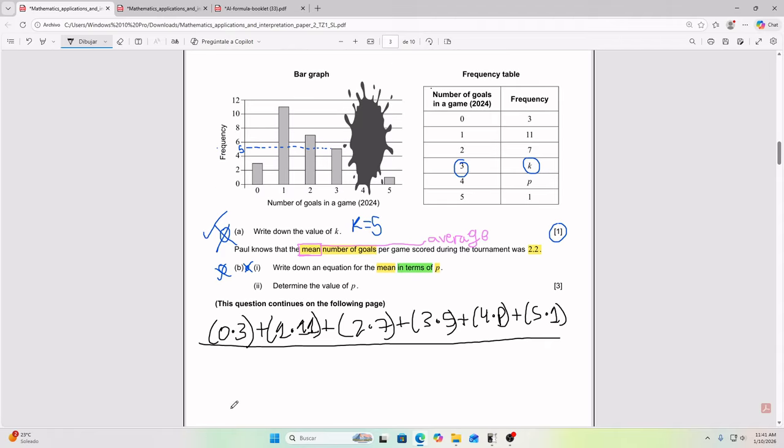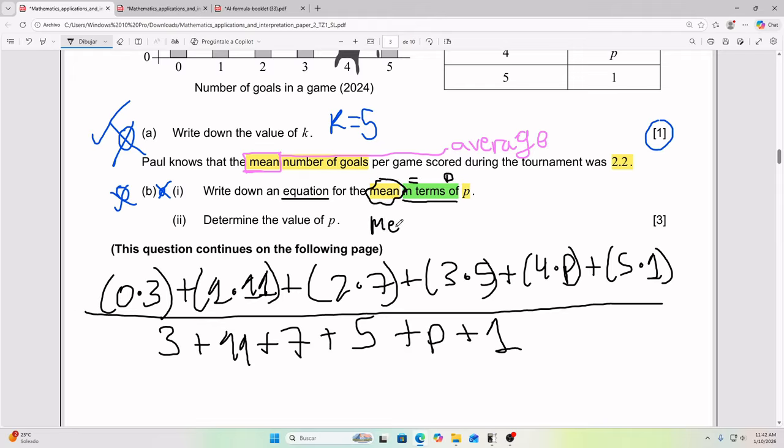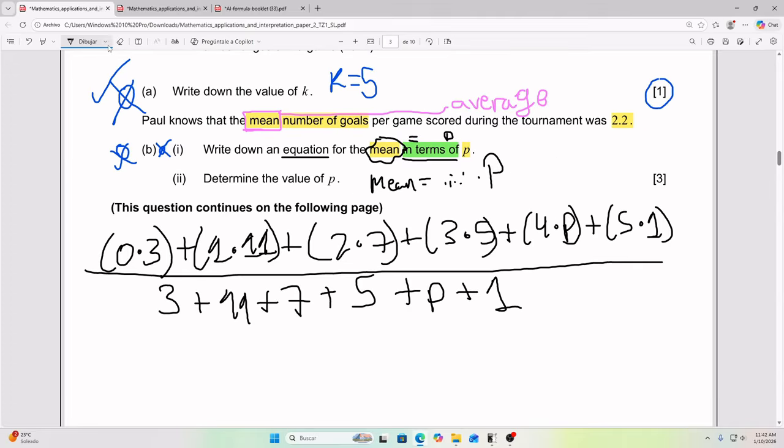So your data points would have to be 3 plus 11 plus 7 plus k, which we know is 5, plus p plus 1. And so there we expressed our mean, but part bi is saying write down an equation for the mean in terms of p. And so notice, whenever it says something like in terms of p, it means you have to end up with this equals something something p. So mean equals a bunch of stuff, probably like a times p.